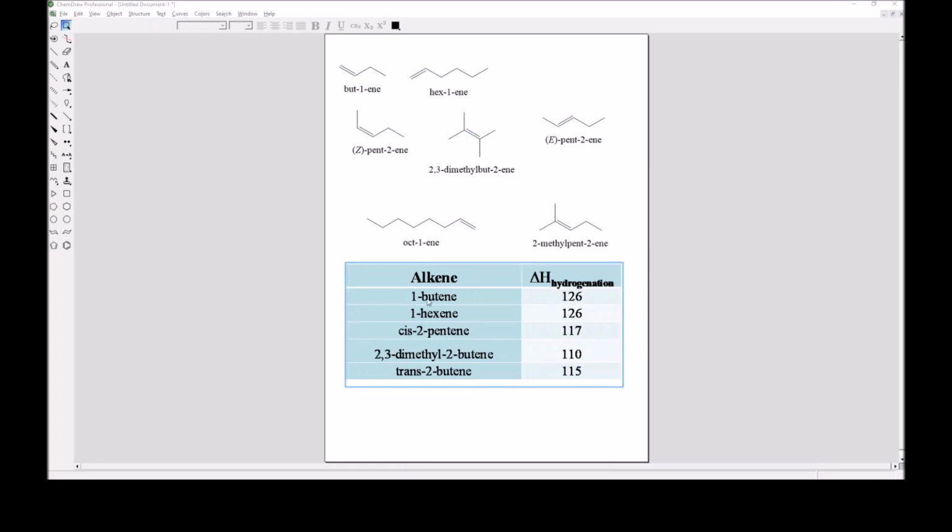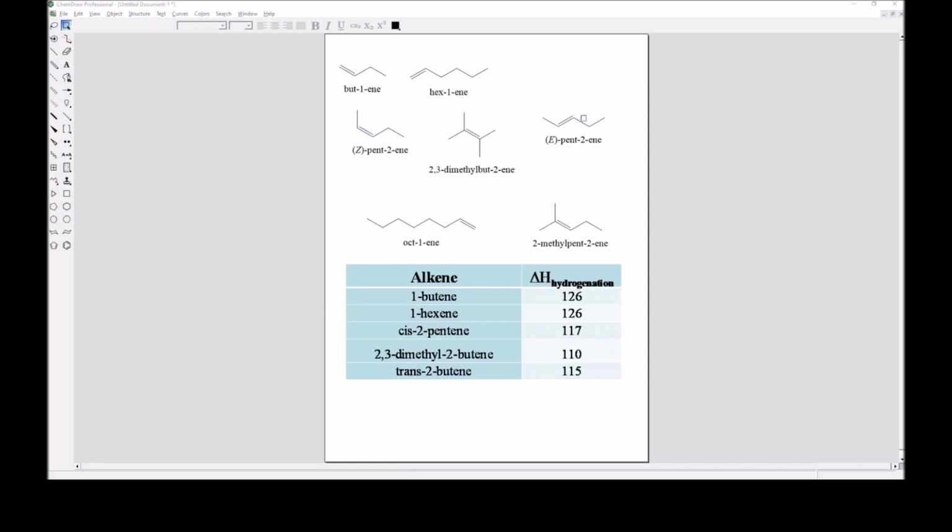So here I've moved this table from the PowerPoint to ChemDraw, and I've drawn out all my compounds. There's 1-butene, 1-hexene, cis-2-pentene, trans-2-pentene, and 2,3-dimethyl-2-butene, and their various heats of hydrogenation. These two are monosubstituted and have a heat of hydrogenation of 126. That's what you should have expected for the 1-octene. It's monosubstituted as well, and should have a heat of hydrogenation of 126.